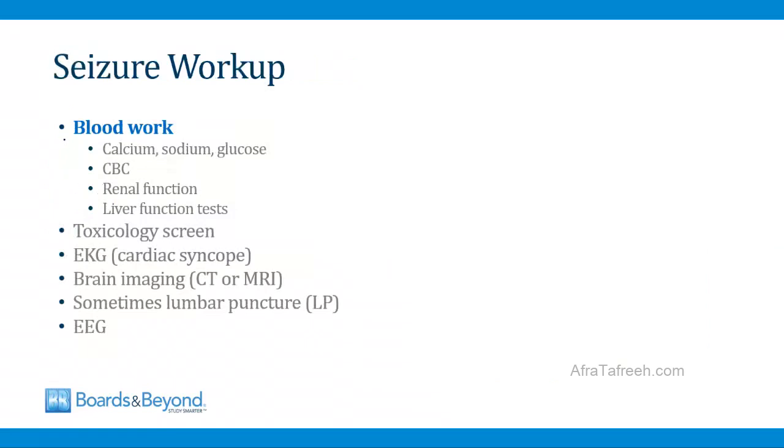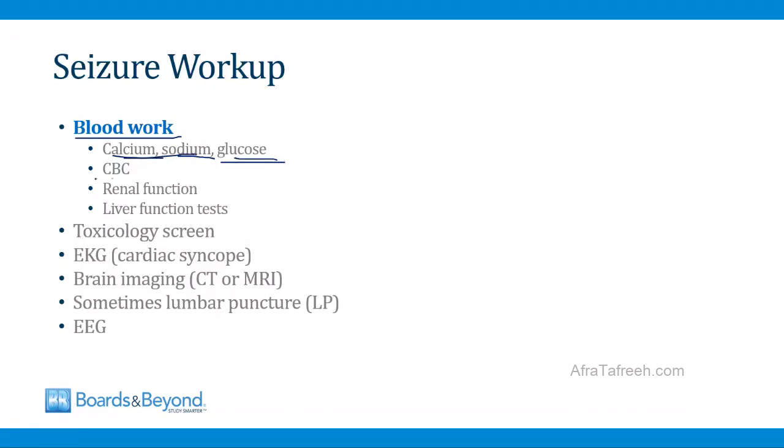Shown on this slide are some of the typical elements of a seizure workup. One of the first things that's usually done is blood work. Before you go imaging the brain and looking for brain tumors and things like that, you want to make sure some of the common underlying causes of seizure are not present. So you want to check the calcium, the sodium, the glucose. That's because calcium and sodium disorders can cause seizures, so can hypoglycemia, and these things are very common.